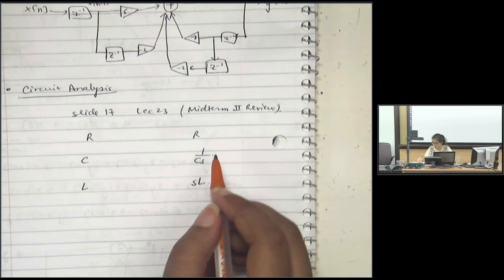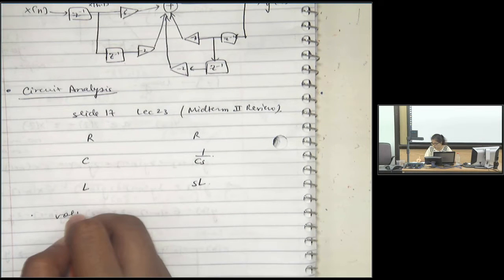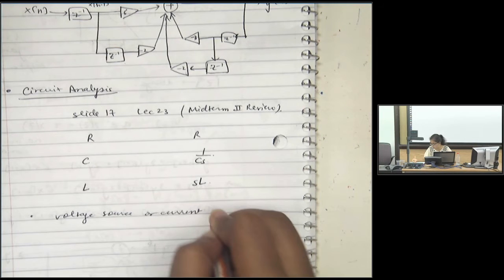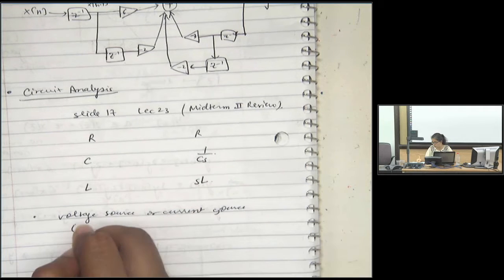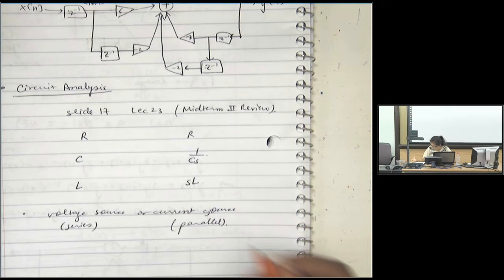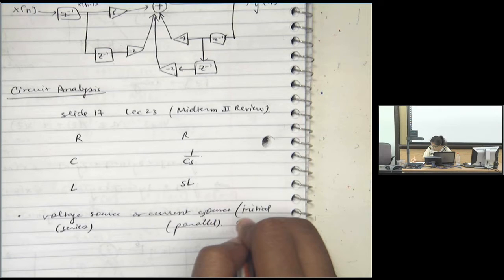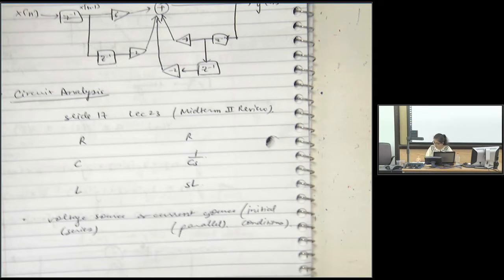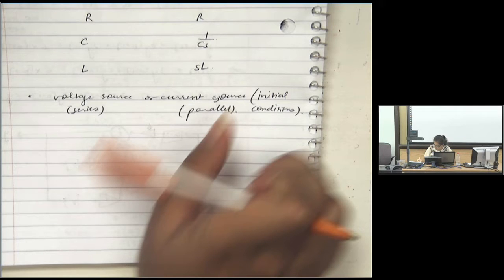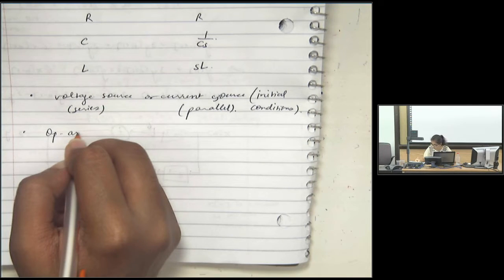Right? Yeah. And your initial conditions, either do them as a voltage source or current source. So your voltage source will be in series with any of these components, and your current source will be in parallel. So this is for your initial conditions. Okay? And that's about it. And for op-amp, again, you can use the equivalent circuit given in the textbook.